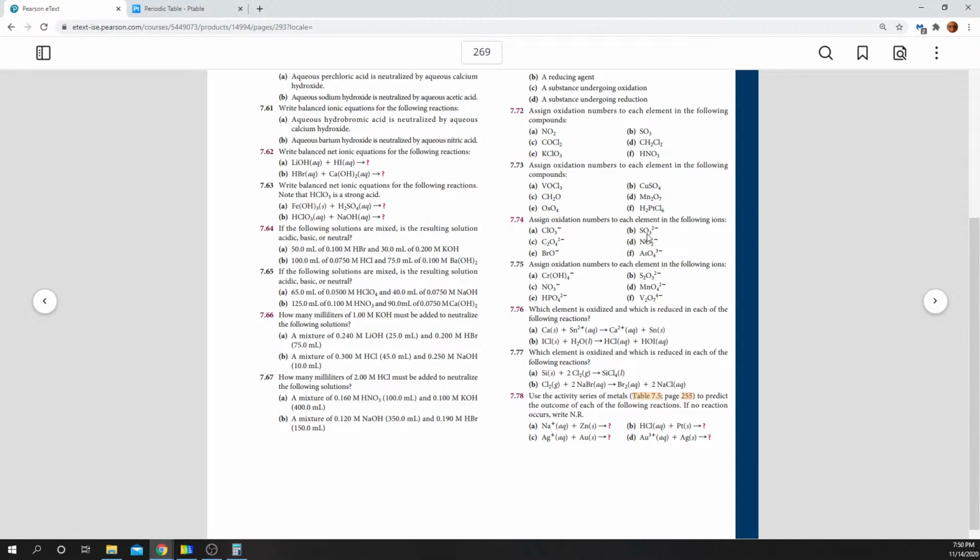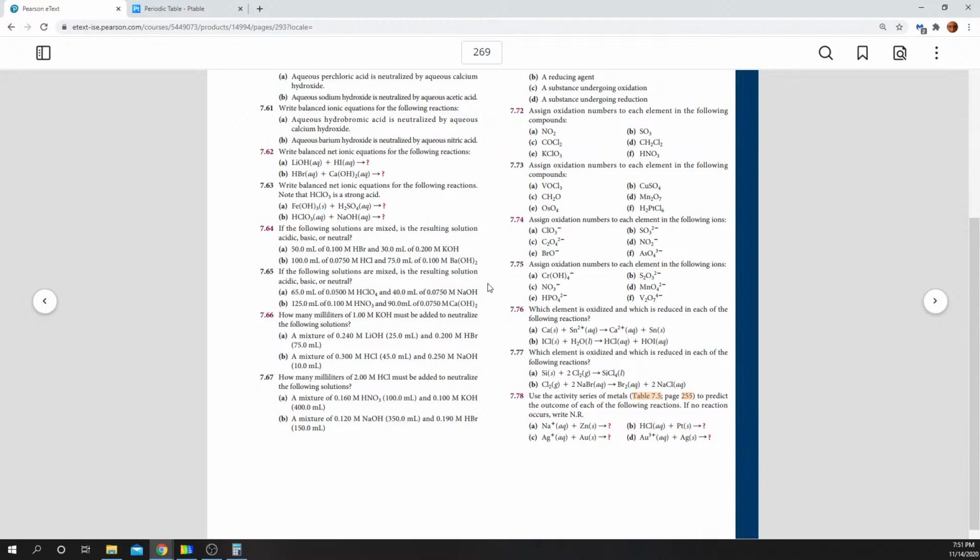Let's see, oxygen is going to be total negative 6. Something minus 6 is negative 2. Yes, sulfur is positive 4. C2O4 2 minus. Oxalate. Oxygen is still negative 2. So 2 carbons minus 8 is negative 2. 2 carbons is positive 6. Each carbon is positive 3. Nitrite. Oxygen is negative 2, so nitrogen is going to be positive 3. Hypobromite. Bromine is going to be positive 1. Oxygen is negative 2. Arsenate. O4 3 minus. Okay, so oxygen is negative 2. Arsenic is going to be positive 5.